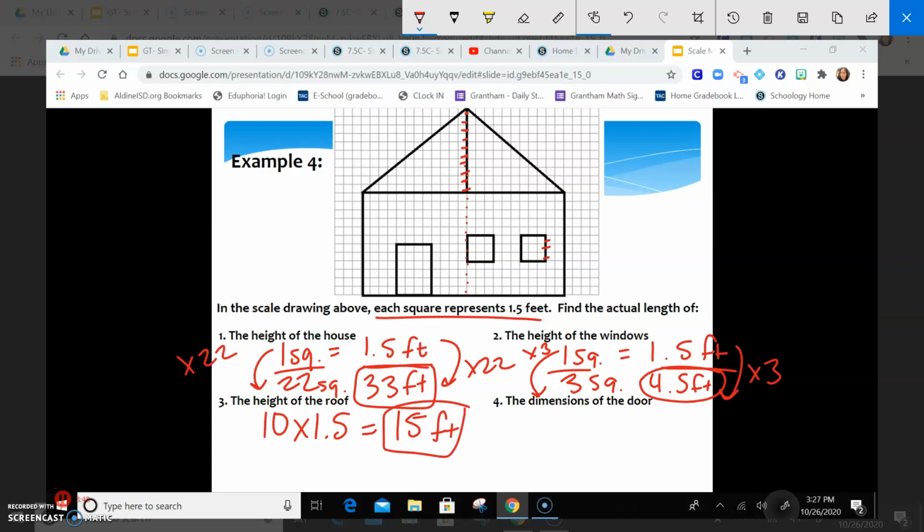So you do have 2 different ways that you can solve this. The first one is with a proportion, and the other is using the square representation as a scale factor, like we did with our similar figures.